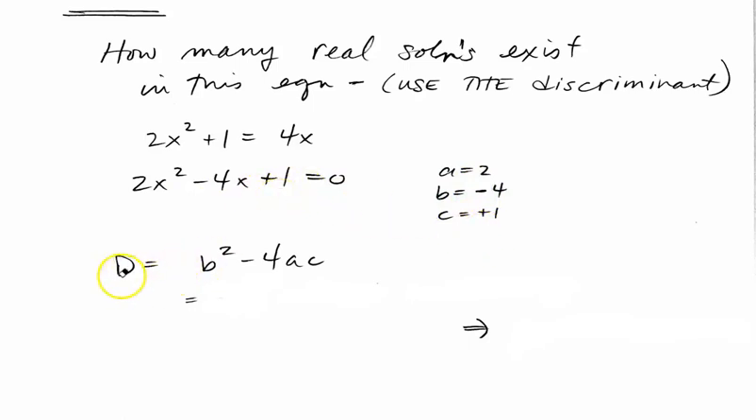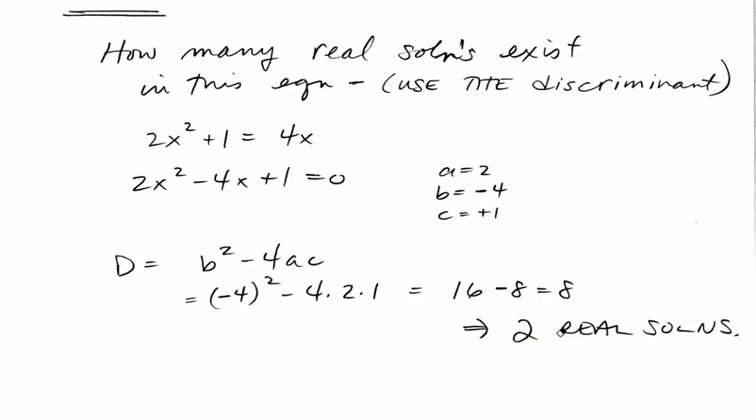And so the discriminant is equal to b squared minus 4ac. And so if we just take a look at that, we've got -4 squared minus 4 times 2 times 1. And that's going to give us 16 minus 8, which is equal to 8. So the discriminant is greater than 0. Excuse me, the discriminant is positive, which means we're going to have 2 real solutions.